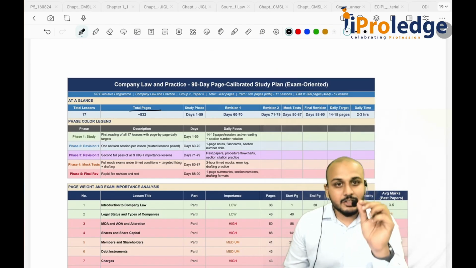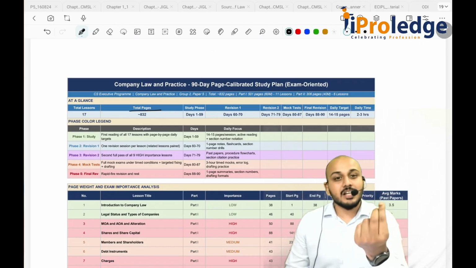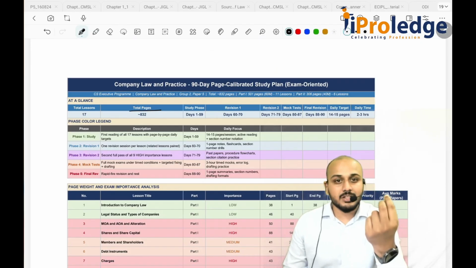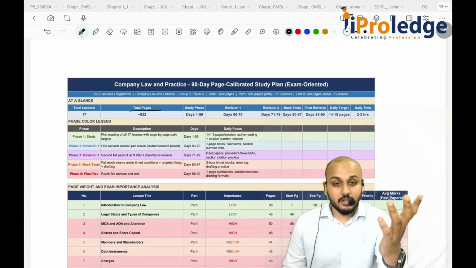So these are very small, minute tricks. It's not a trick, but minute steps that you can take. These are your actionable steps which you can take to score 60 plus in your examination.